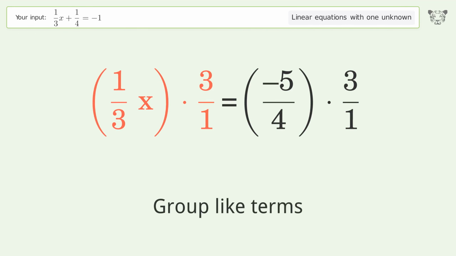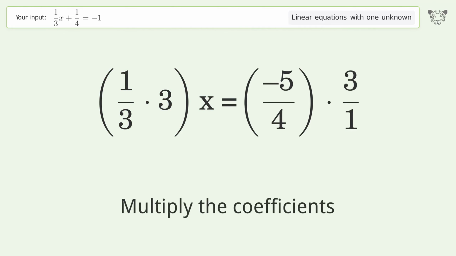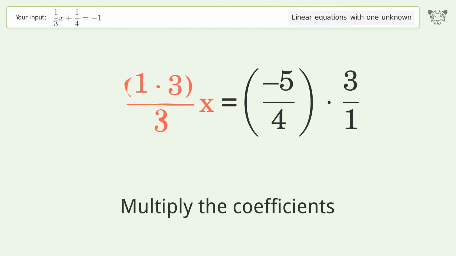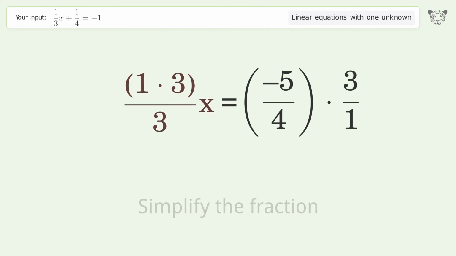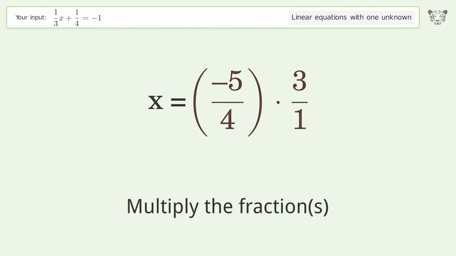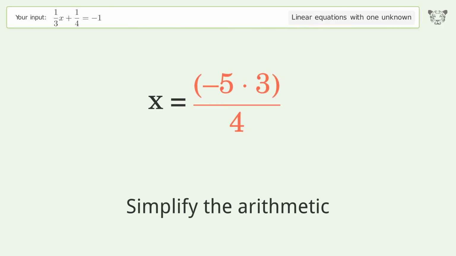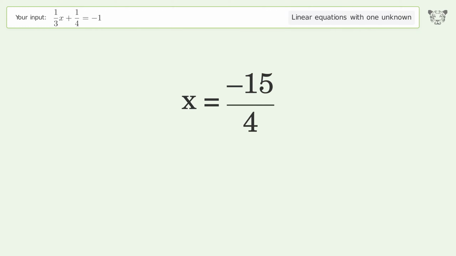Group like terms. Multiply the coefficients. Simplify the fraction. Multiply the fractions. Simplify the arithmetic. And so the final result is x equals -15/4.